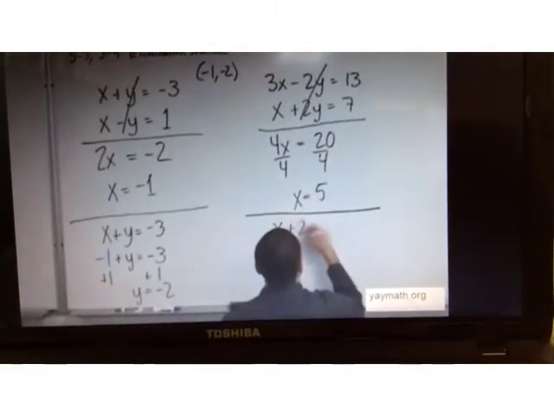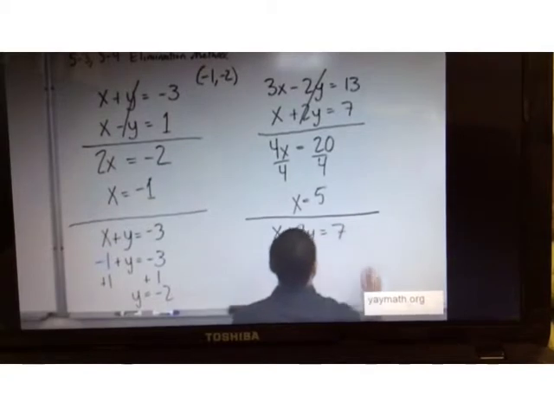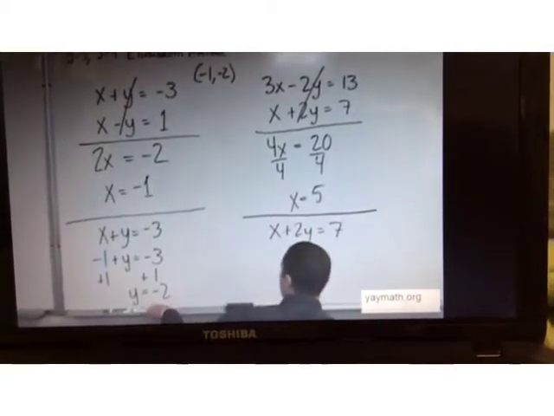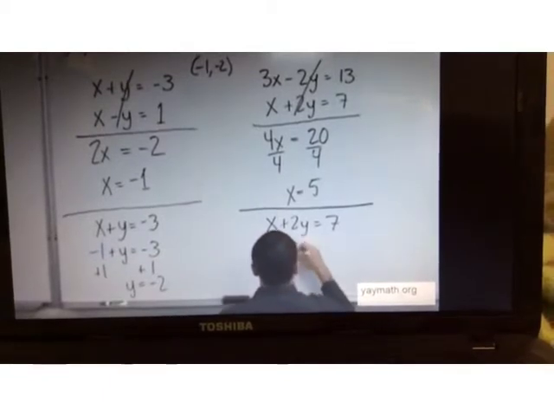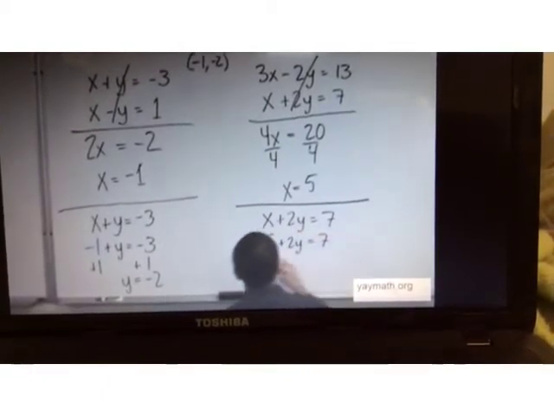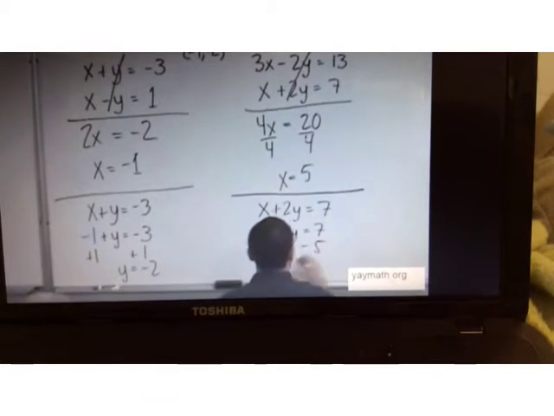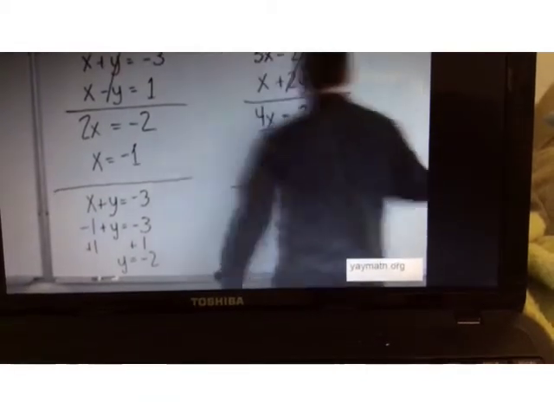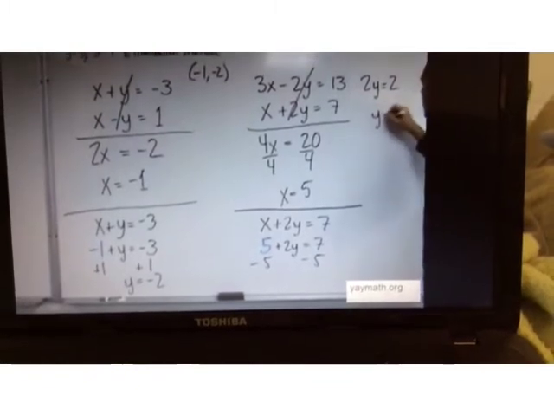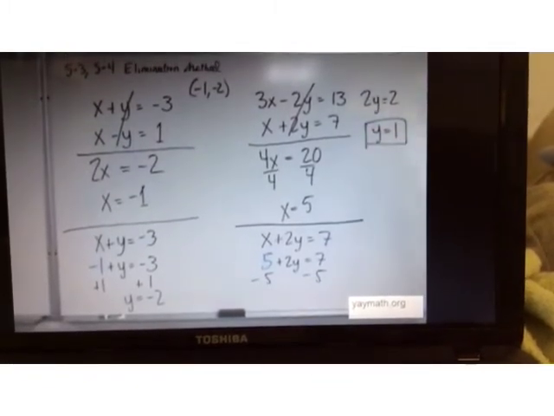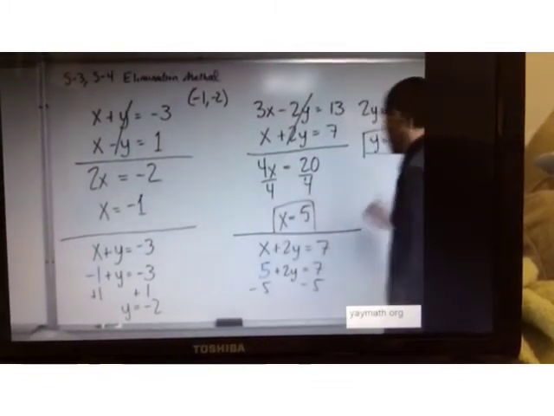x plus 2y equals 7. So instead of x, what are we writing? 5 plus 2y equals 7, minus 5, minus 5. Bring it up here. 2y equals 2, so y equals 1. So there's your pair.